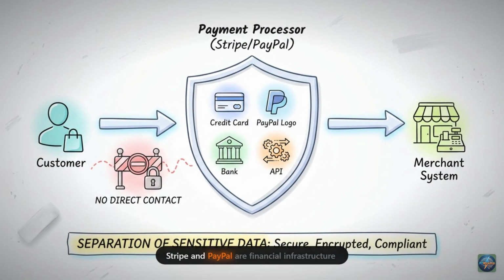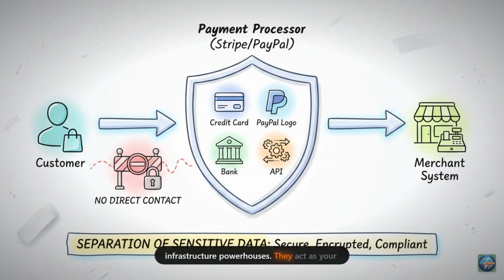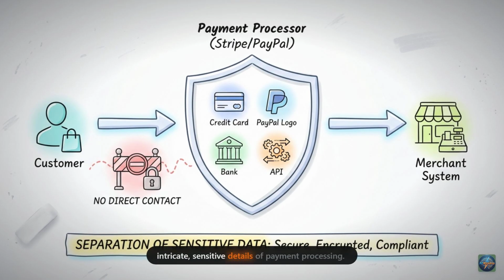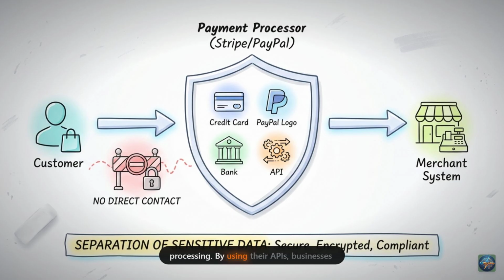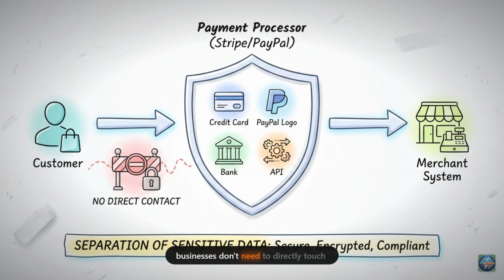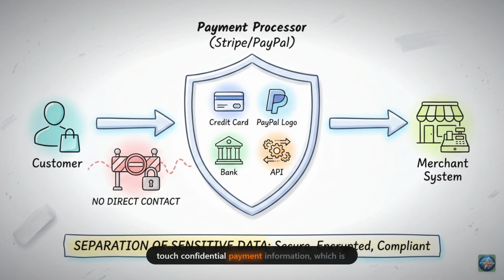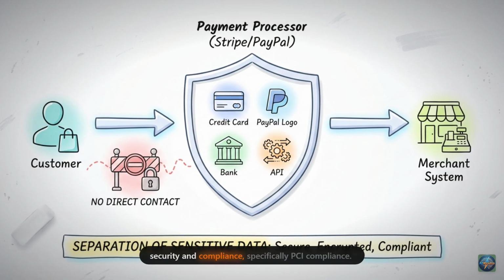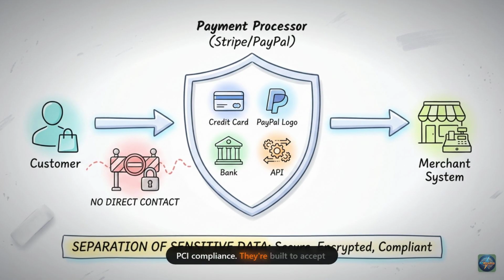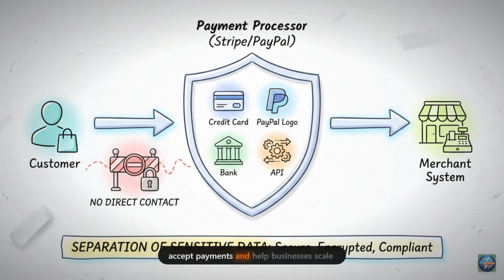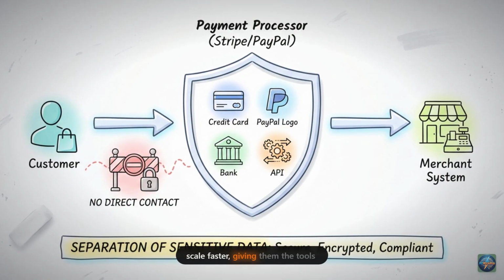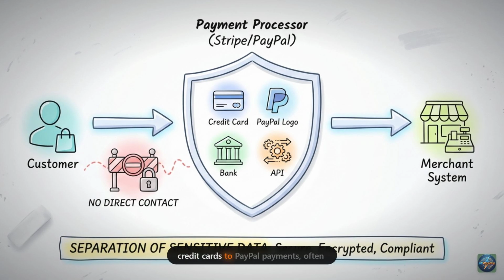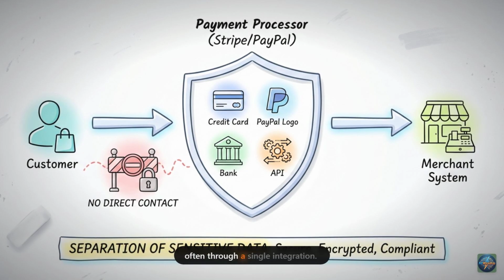Stripe and PayPal are financial infrastructure powerhouses. They act as your trusted intermediary, handling the intricate, sensitive details of payment processing. By using their APIs, businesses don't need to directly touch confidential payment information, which is a massive win for security and compliance, specifically PCI compliance. They're built to accept payments and help businesses scale faster, giving them the tools to manage everything from credit cards to PayPal payments, often through a single integration.